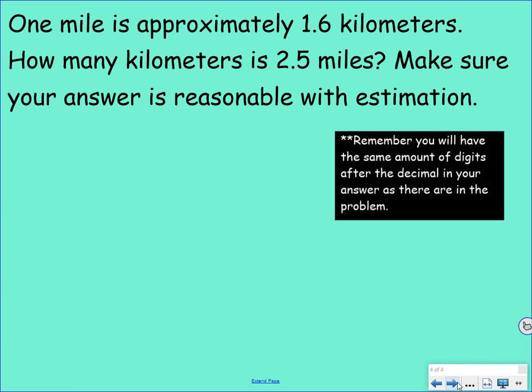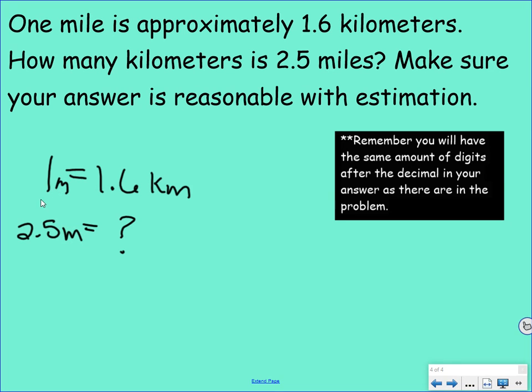One more. 1 mile is approximately 1 6/10 kilometers. How many kilometers is 2.5 miles? Once again, check with estimation. So how do I know this is a multiplication problem? Well, it tells me that 1 mile is equal to 1 6/10 kilometers. And then it wants to know how many kilometers is equal to 2.5 miles.